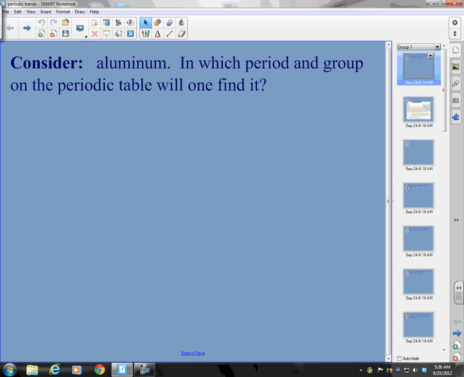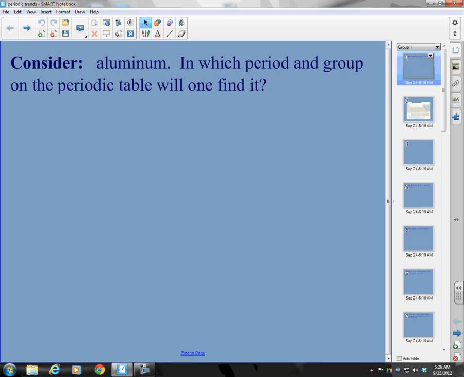Well, welcome back, ladies and gentlemen, and let us get started with the last part of our Unit 3 here, and that is a discussion of the periodic table and periodic trends. Good. So to start with, consider aluminum. In which period and group on the periodic table will one find it?